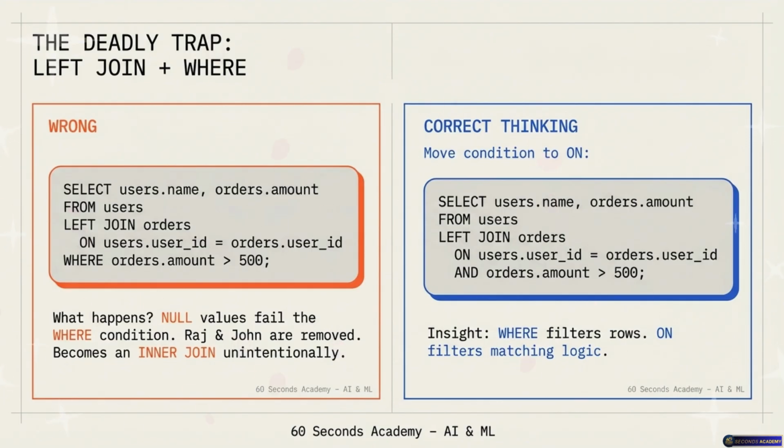As an engineer, my immediate instinct is to write my join and then just slap a where clause at the very end to filter the results. Which is what almost everyone does. Right. Something like from users left join orders on users.user_id equals orders.user_id, where orders.amount is greater than 500. Why wouldn't I just do that? The join happens, then the where clause filters the results. That is standard operating procedure.